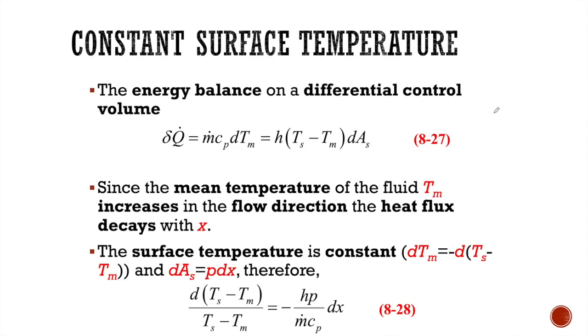Now for constant surface temperature, here we have an energy balance on a differential control volume. So we have this equation. Since the mean temperature of the fluid Tm increases in the flow direction, the heat flux decays with x. The surface temperature is constant, and the mean temperature of the fluid increases, so we have dTm equal to negative d(Ts minus Tm), and dAs equal to P dx. Therefore, this equation becomes d(Ts minus Tm) over (Ts minus Tm) equal to negative hP over m dot Cp dx.